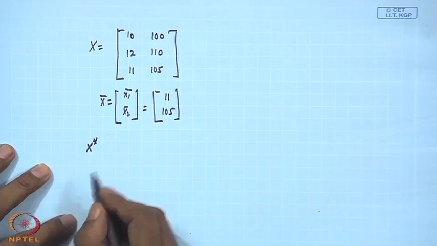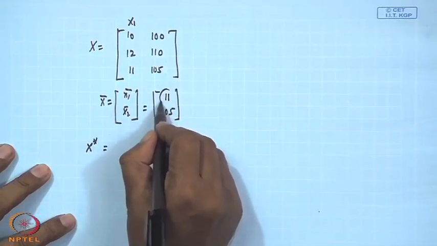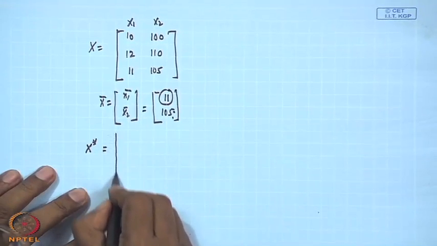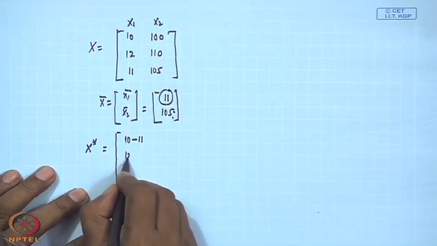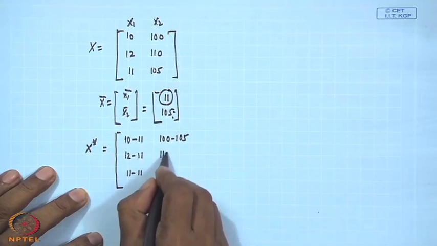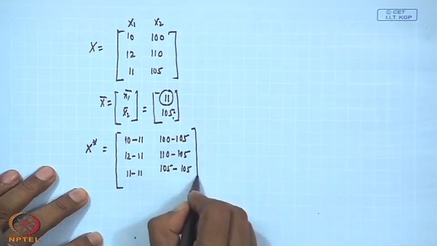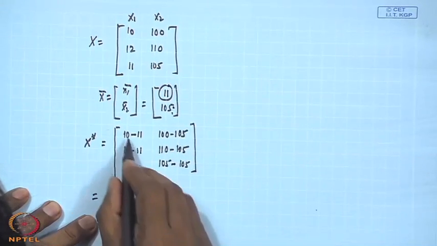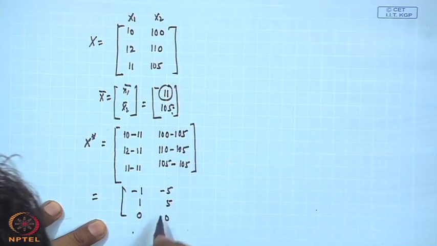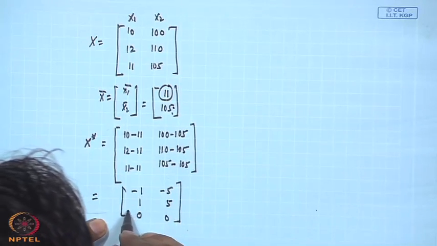Now, what are you creating? You are creating X star. What is this X star? You want each element of x1 to be subtracted by its mean 11. Similarly, each element of x2 will be subtracted by its mean 105. So this one will be 10 minus 11, 12 minus 11, 11 minus 11. The second one will be 100 minus 105, 110 minus 105, 105 minus 105. What is happening here? You are getting minus 1, plus 1, 0, then minus 5, plus 5, 0.